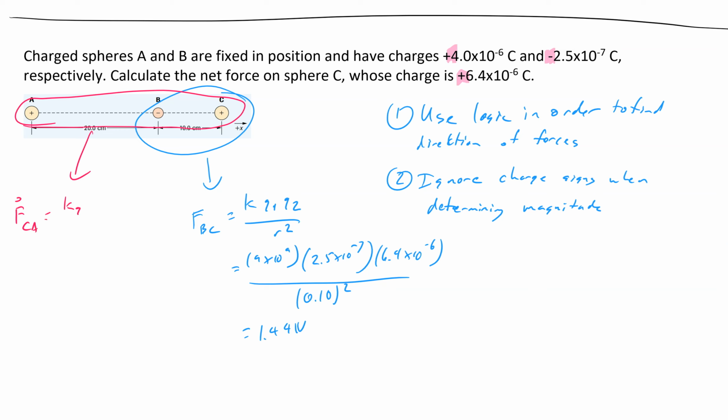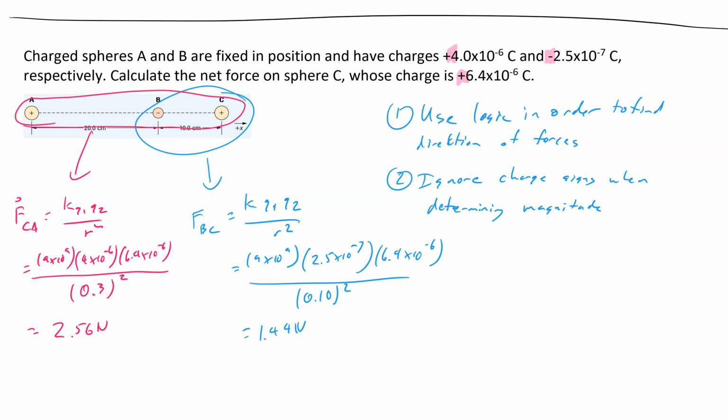Yet again, it's k Q1 Q2 over r squared. So 9 times 10 to the 9, 4 times 10 to the negative 6, and 6.4 times 10 to the negative 6. Now, what's my distance going to be? It's going to be between A and C. So it's not 10 or 20 centimeters. It's going to be 0.3, so 30 centimeters. And when I plug this into my calculator, I end up with an answer of 2.56 newtons.